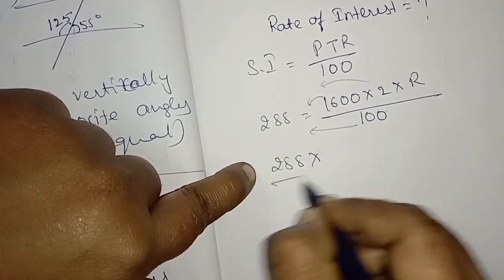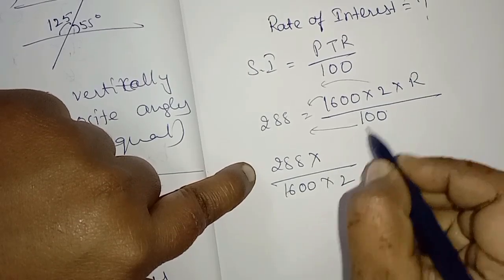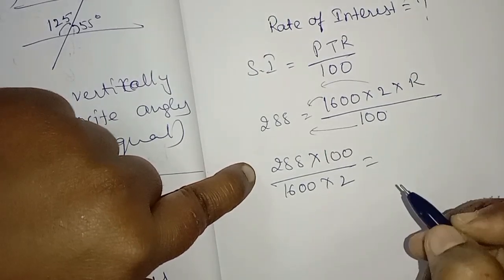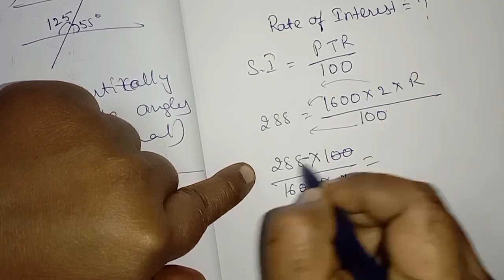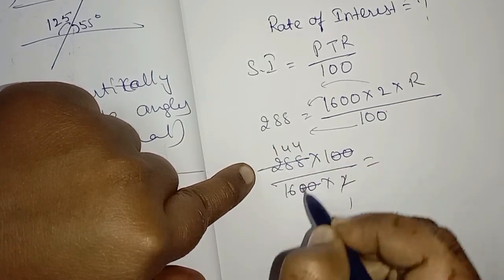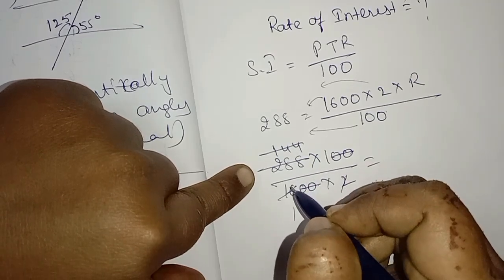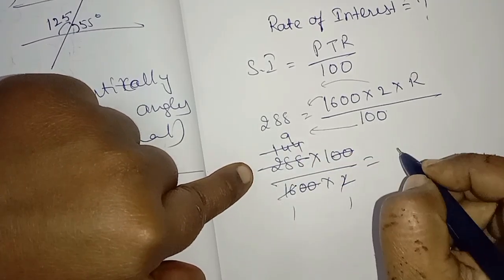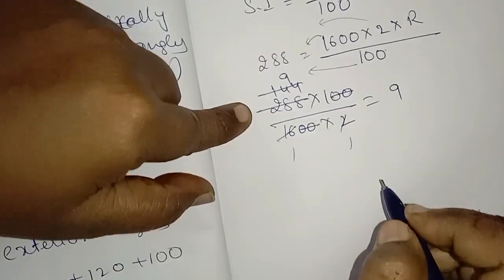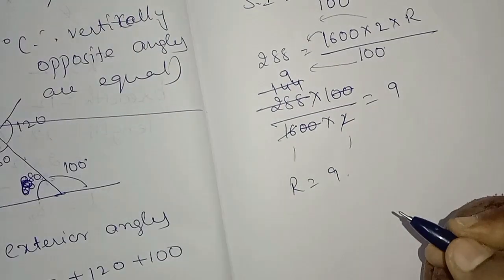1600 will become the denominator, division. 2 also comes in division. 100 comes in the numerator, right? The zeros will get cancelled. 2 ones are 2, 2 fours are 8, 16 ones are 16, nines are 144. So rate of interest is 9. R equals 9. We know R now.